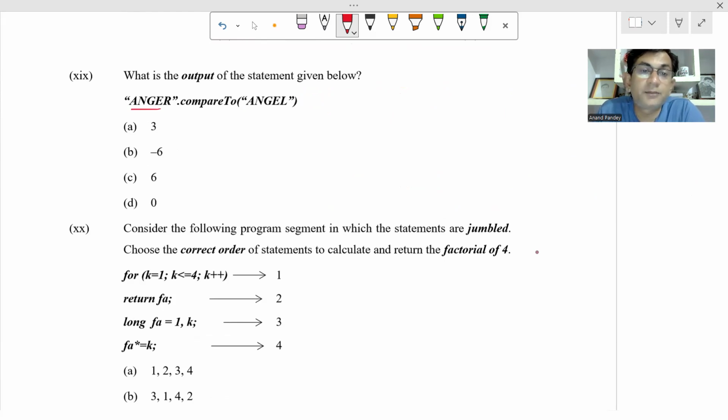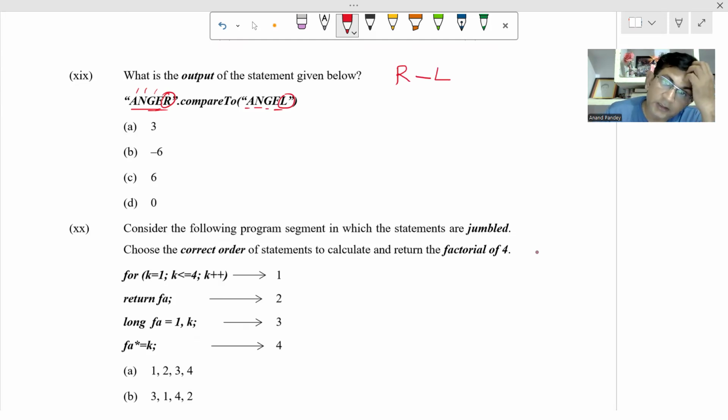Here, this function compares character by character, and where the first mismatch is found, it returns the difference of their ASCII values. Okay, so here A, N, G, E, all are matching. Here, first mismatch is what? R and L. So it will return the difference of ASCII values of R and L.